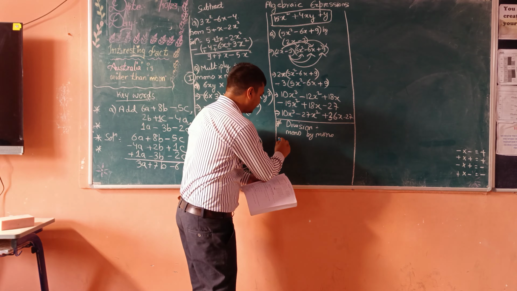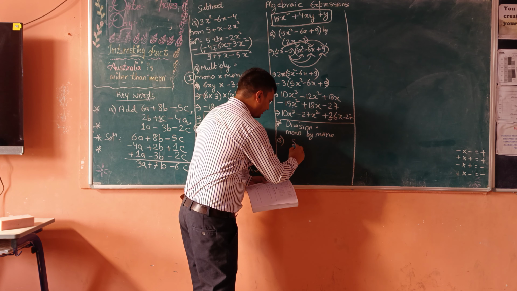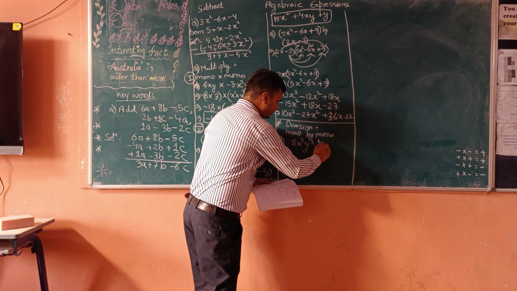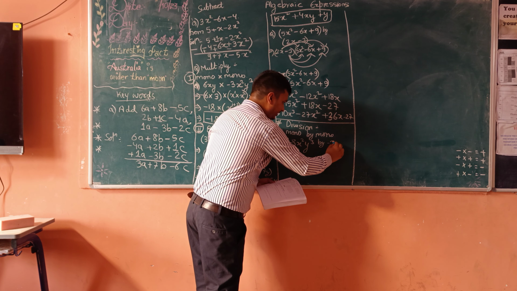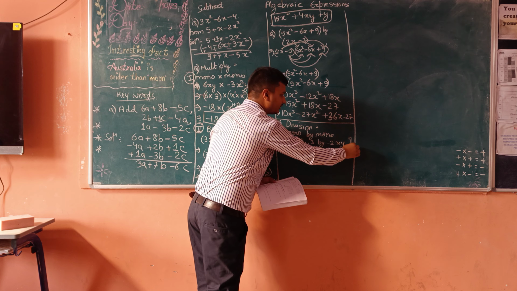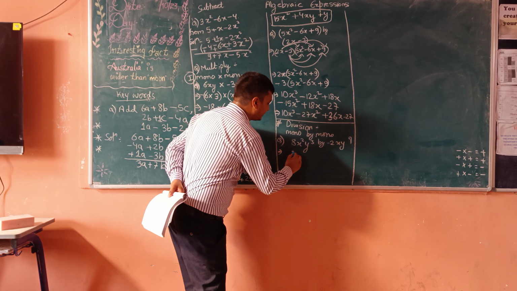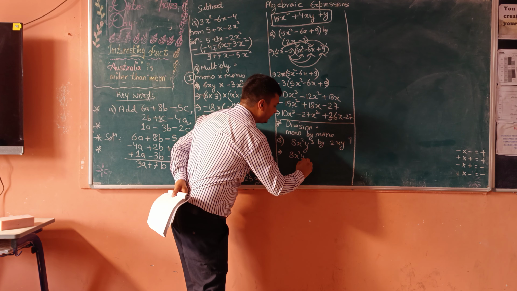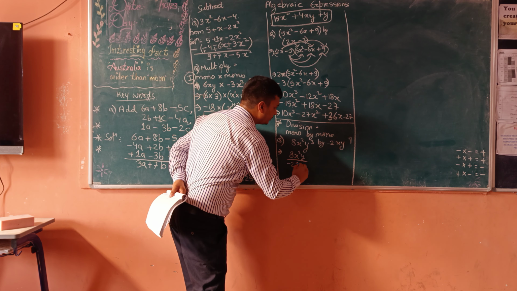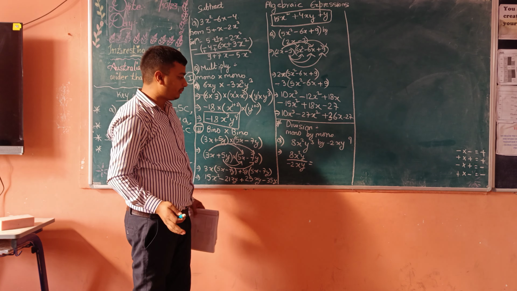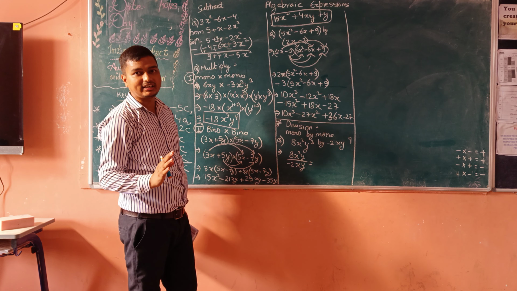Now let us take one question. The question I am taking here: 8x square y cube divided by minus 2xy. This is our question. By means divide. Now see how I am dividing it. 8x square y divided by minus 2xy. Those who are not able to understand exponent power, you can check my video, you will get an idea.